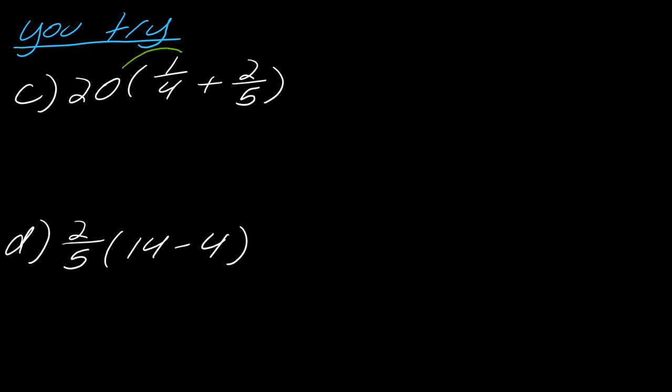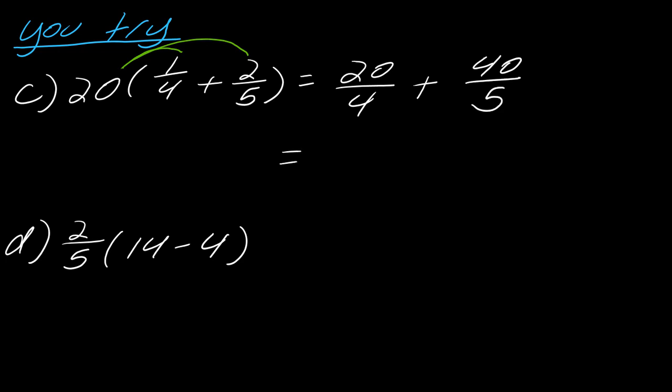Okay, so I'm going to go ahead and distribute 20 like this for this one, because I don't want to make that common denominator inside the parentheses. So 20 times 1 is 20, so this will just be 20 over 4. And then 20 times 2 is 40, so this will be 40 over 5. So this will be 5 plus 8, so that equals 13. So boom, didn't even have to worry about the common denominator here.